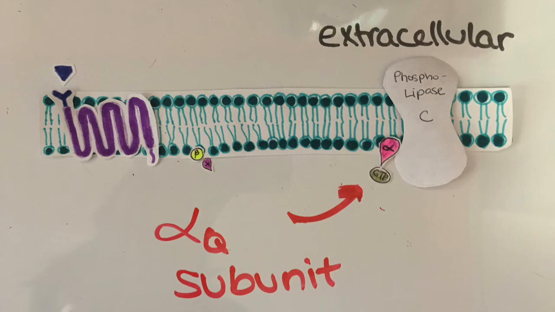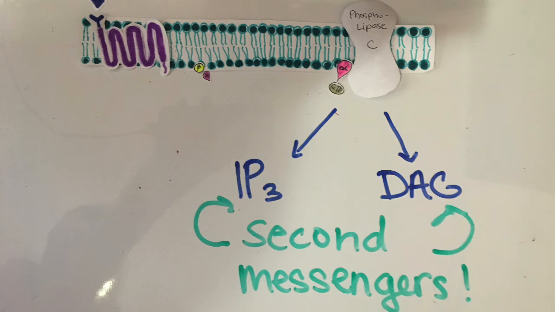If the alpha subunit is an alpha Q subunit instead of an alpha S subunit from the previous example, then the first difference the pathway will exhibit will be when it binds to a different effector protein, phospholipase C. The activation of phospholipase C causes PIP3 to cleave into IP3 and DAG, which are secondary messengers in this system.